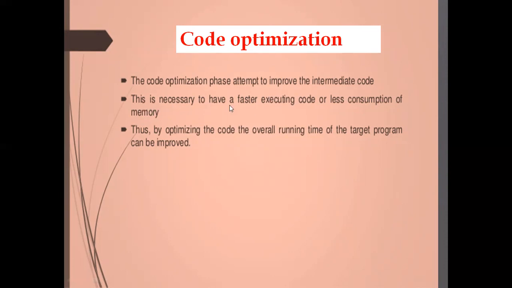This is necessary for faster execution or less consumption of memory. By optimizing the code, the overall running time of the target program can be improved. So here it will search whether there is any chance to improve the code. If there is a chance, it will improve. Otherwise, it will not, and it will leave this phase. Okay. So this is called code optimization.